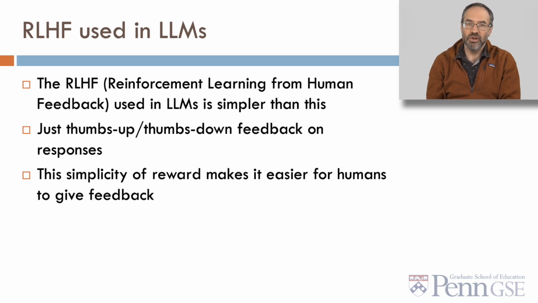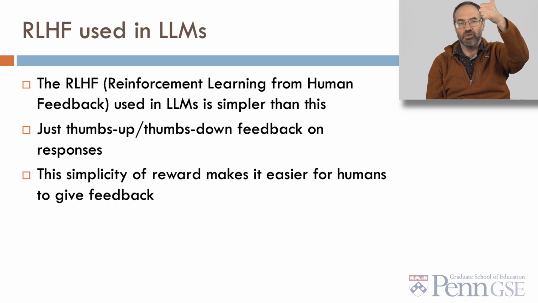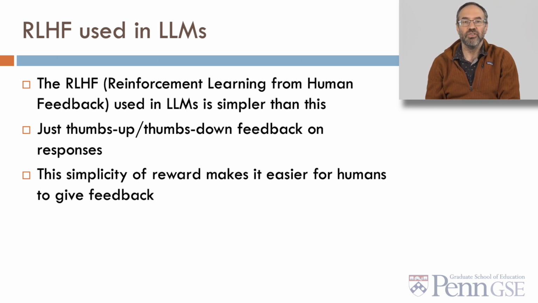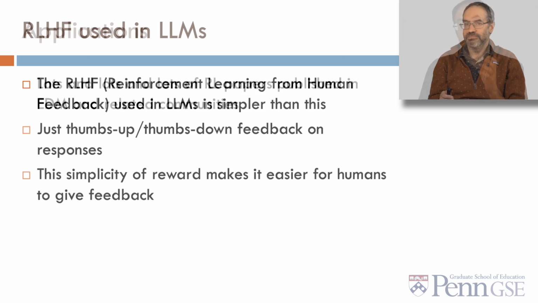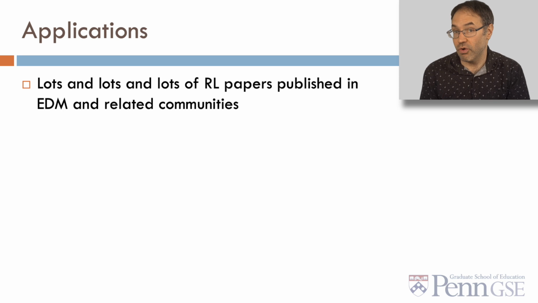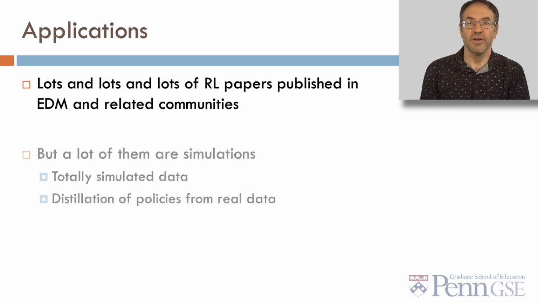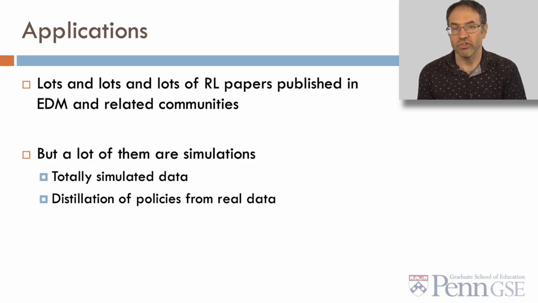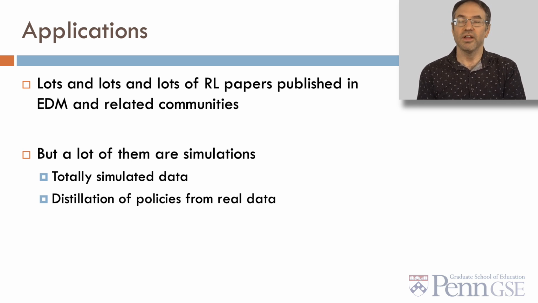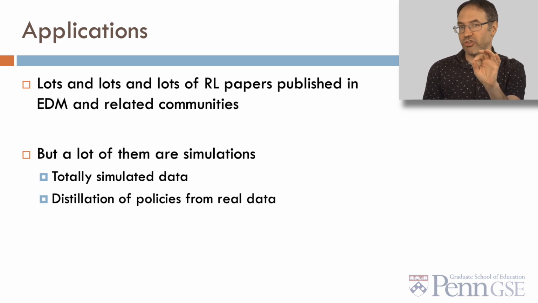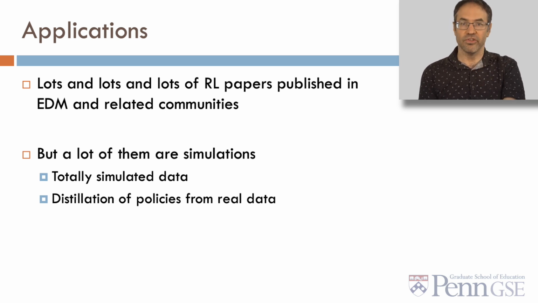Now, it's worth noting that the reinforcement learning from human feedback that's used in large language models is simpler than this. Those systems just use a thumbs up, thumbs down feedback as responses, and this simplicity of reward makes it a lot easier for human beings to give feedback. But there's a lot of potential applications, and correspondingly there's been lots and lots of reinforcement learning papers published in educational data mining and related communities. A lot of them thus far are simulations, totally simulated data, or distillation of policies from real data, but after the fact, not actually using reinforcement learning in real time to make real decisions.